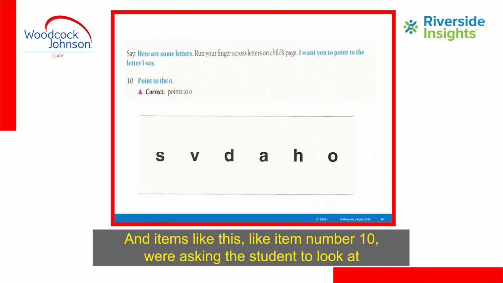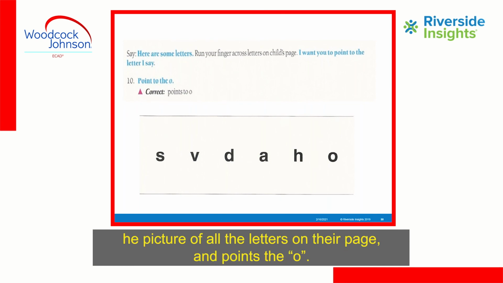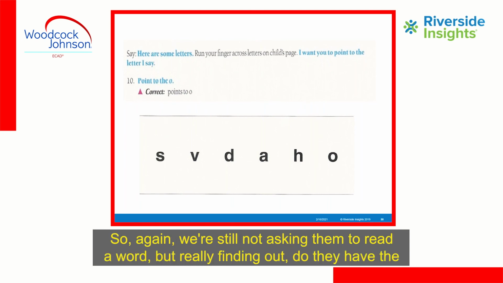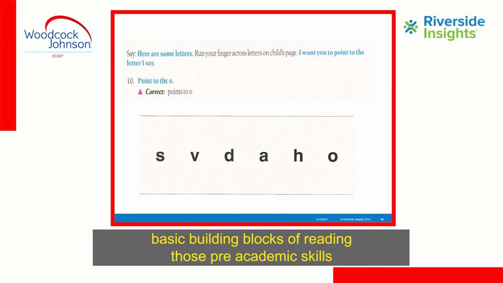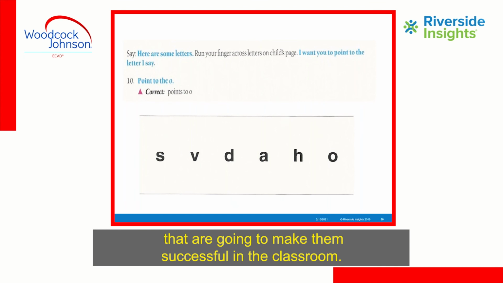And items like this, like item number 10, we're asking the student to look at the picture of all the letters on their page and point to the O. So again, we're still not asking them to read a word. We're really finding out, do they have those basic building blocks of reading, those pre-academic skills that are going to make them successful in the classroom.